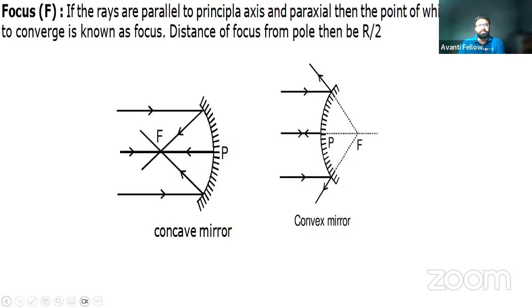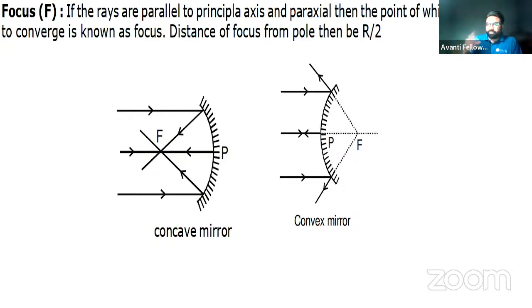Focus is nothing but, if the rays are parallel to the principal axis and paraxial, then the point at which they appear to converge is known as the focus. Now, there are many ways to understand this. One of the most famous methods I am telling you: focus is that point where, after reflection of the paraxial rays, meaning the rays which are parallel to the principal axis, wherever they cut the principal axis, that point is the focus of that mirror.